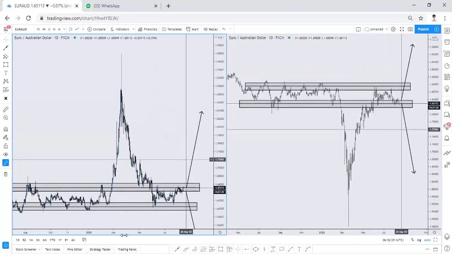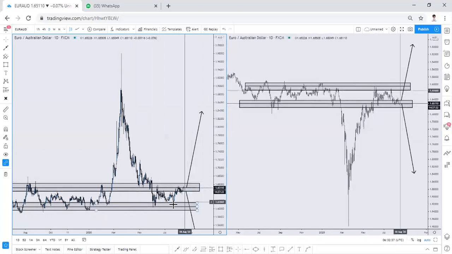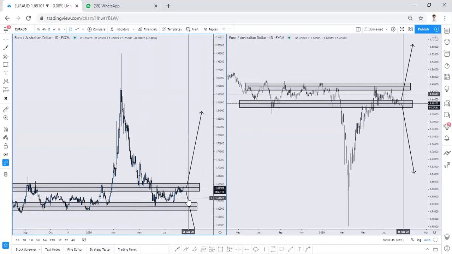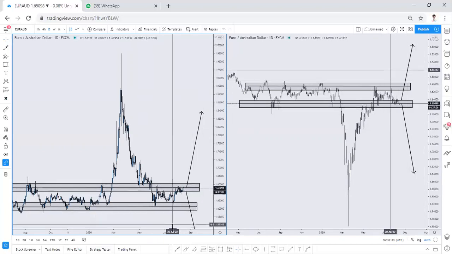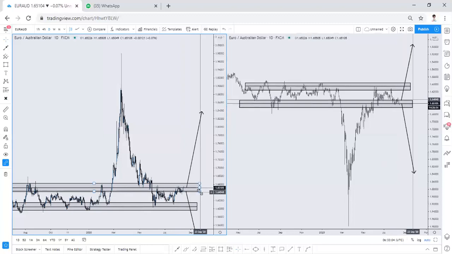Now let me tell you something you are ignoring. Look at this closely. What does this look like? Range bound. Exactly. And look here, what's this? That's 1.66000, a psychological level. And look at it, it is our previous area of structure. So do you still expect it to go up? No. Exactly.